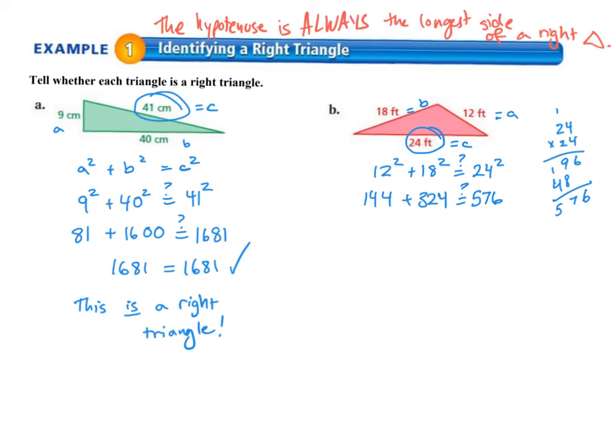Already I can see that looks a little fishy, because 4 plus 4 isn't going to give me that 6. But I will keep going to really show that this is not true. And I see that 468 is not equal to 576, so this is not a right triangle.